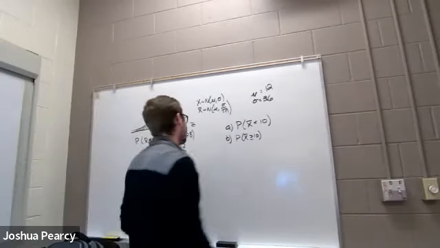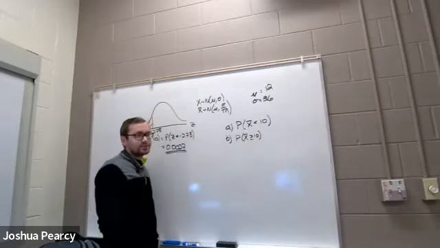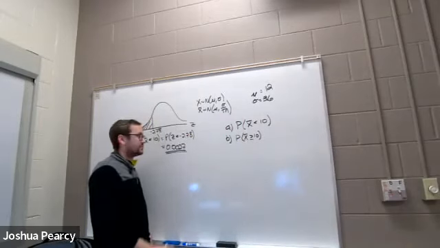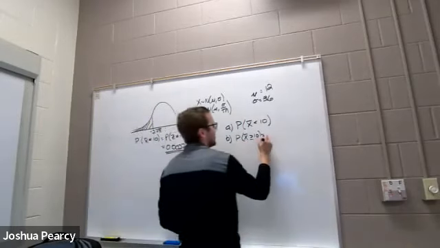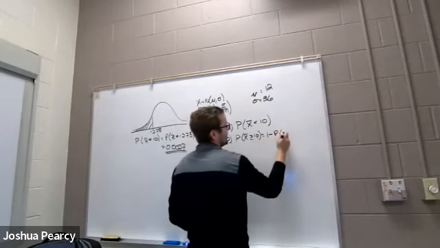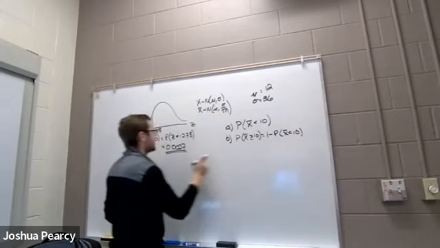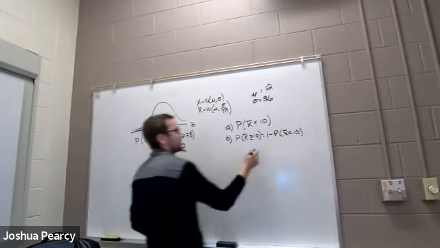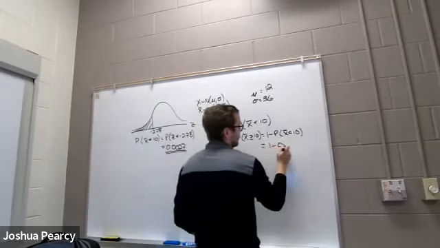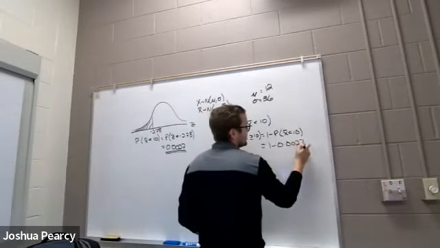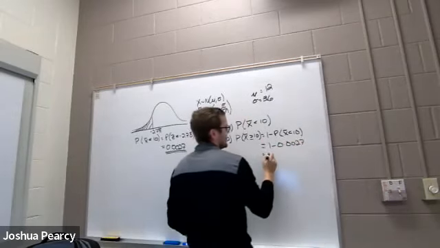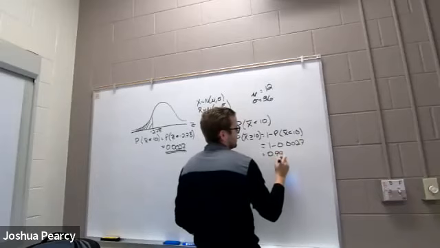Someone just said it was the complement. So then what can you do? This is just equal to 1 minus the probability of X bar being less than 10. And you computed this probability right here. So it's just 1 minus 0.0027, which is 0.9973.